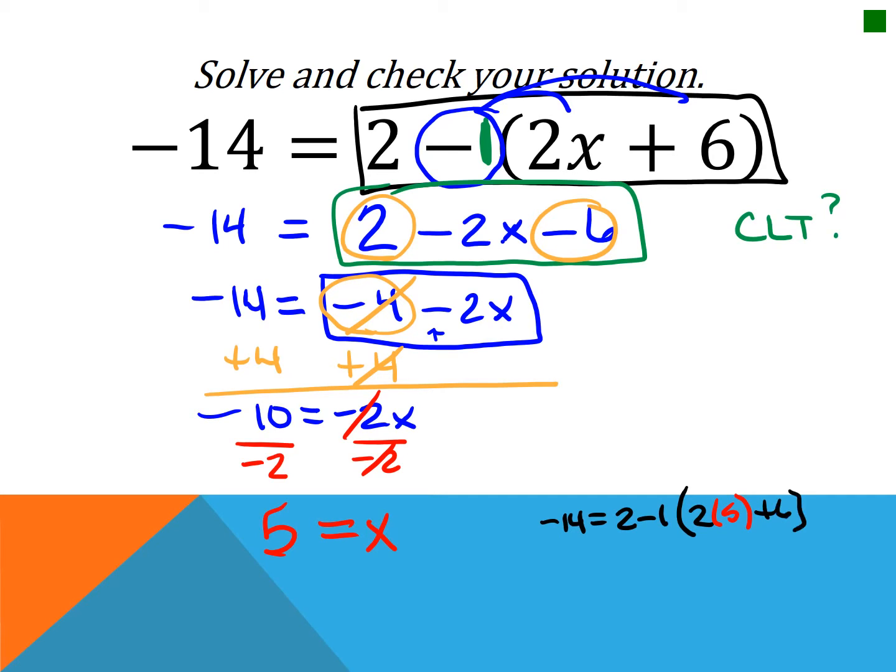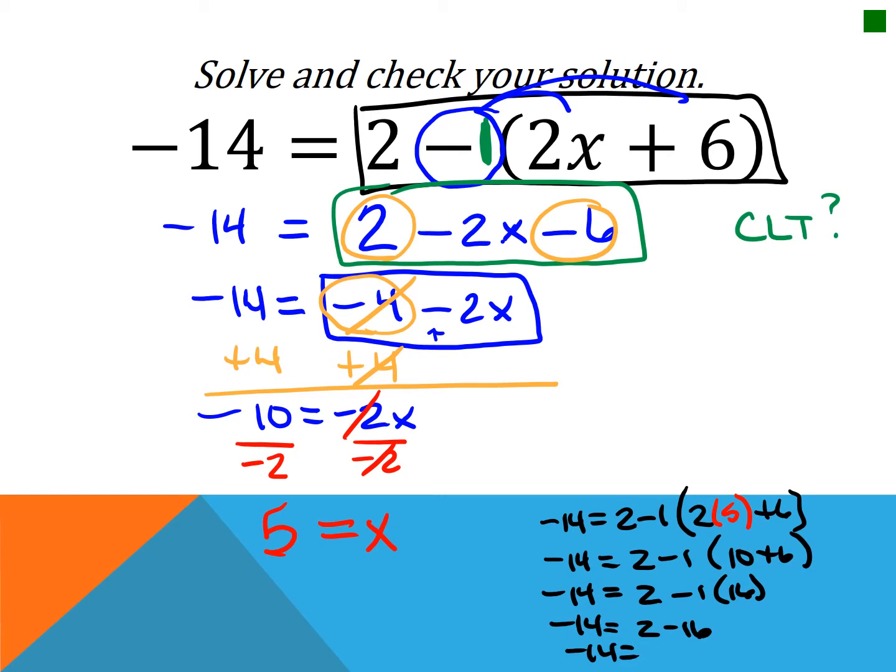times 2, plus 6. So does negative 14 equal 2 minus 1 times 10 plus 6? Does negative 14 equal 2 minus 1 times 16? Does negative 14 equal 2 minus 16? You betcha it checks. So this is my answer.